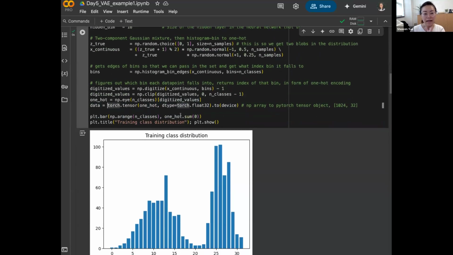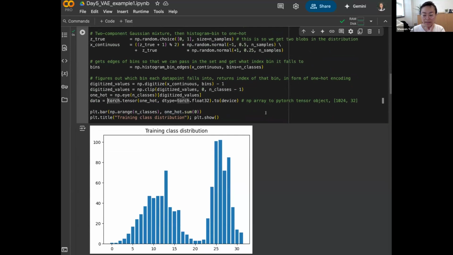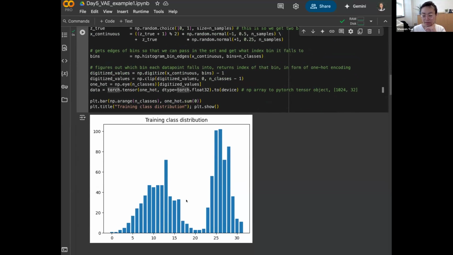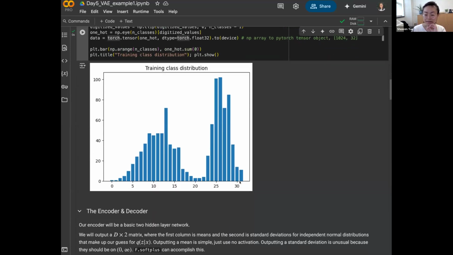Okay, so if we plot that array, this is what our synthetically generated data set looks like. You can see there's 32 classes. This is just probability, or how many there are. You can see there's kind of two blobs, and that was what we were trying to do. We're trying to create something that has some distinguishing features to see if we can actually reproduce it later on with our VAE. So, just a random data set.